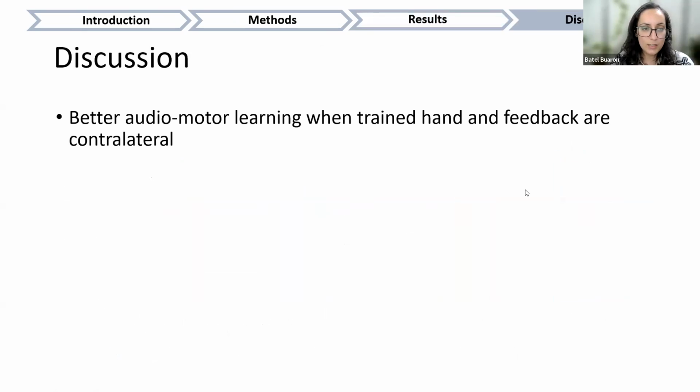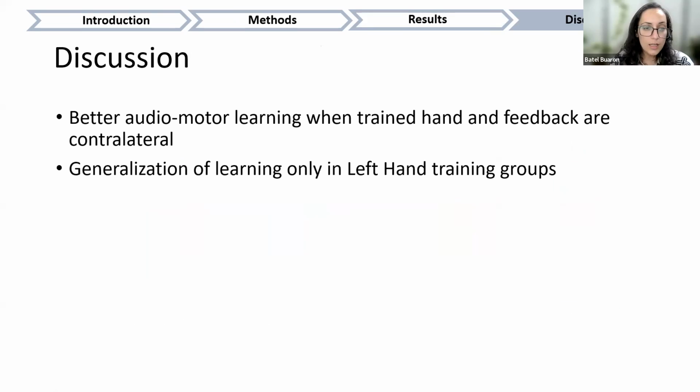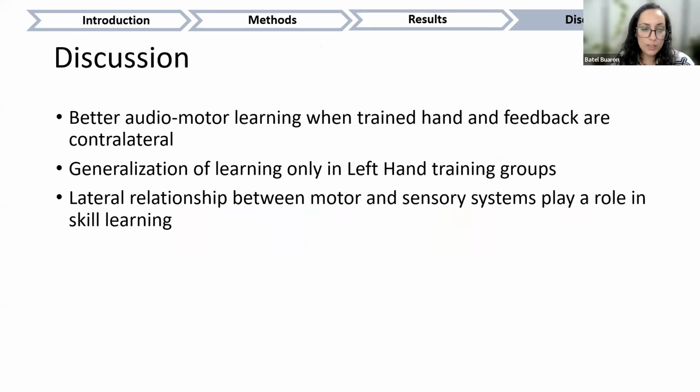To sum up, we see that we have better audiomotor learning when participants train with contralateral feedback to the hand they're trying to train. And we see a generalization effect of this. Even if I remove the lateralized feedback, I still see a similar effect on the results, but only when the left hand was trained, and not when the right hand was trained. This shows that there is a lateralized relationship between sensory and motor cortices in learning a sensorimotor skill.